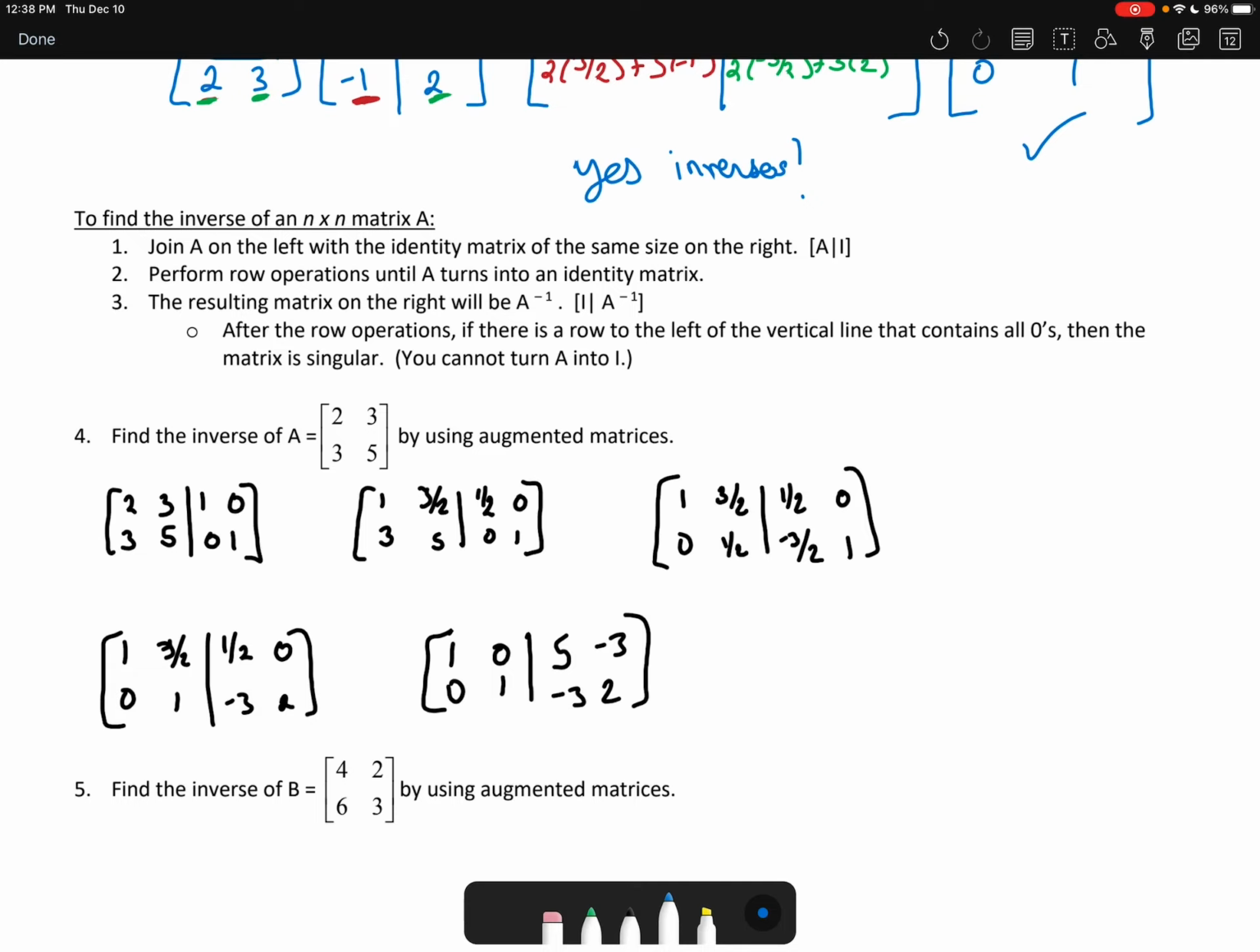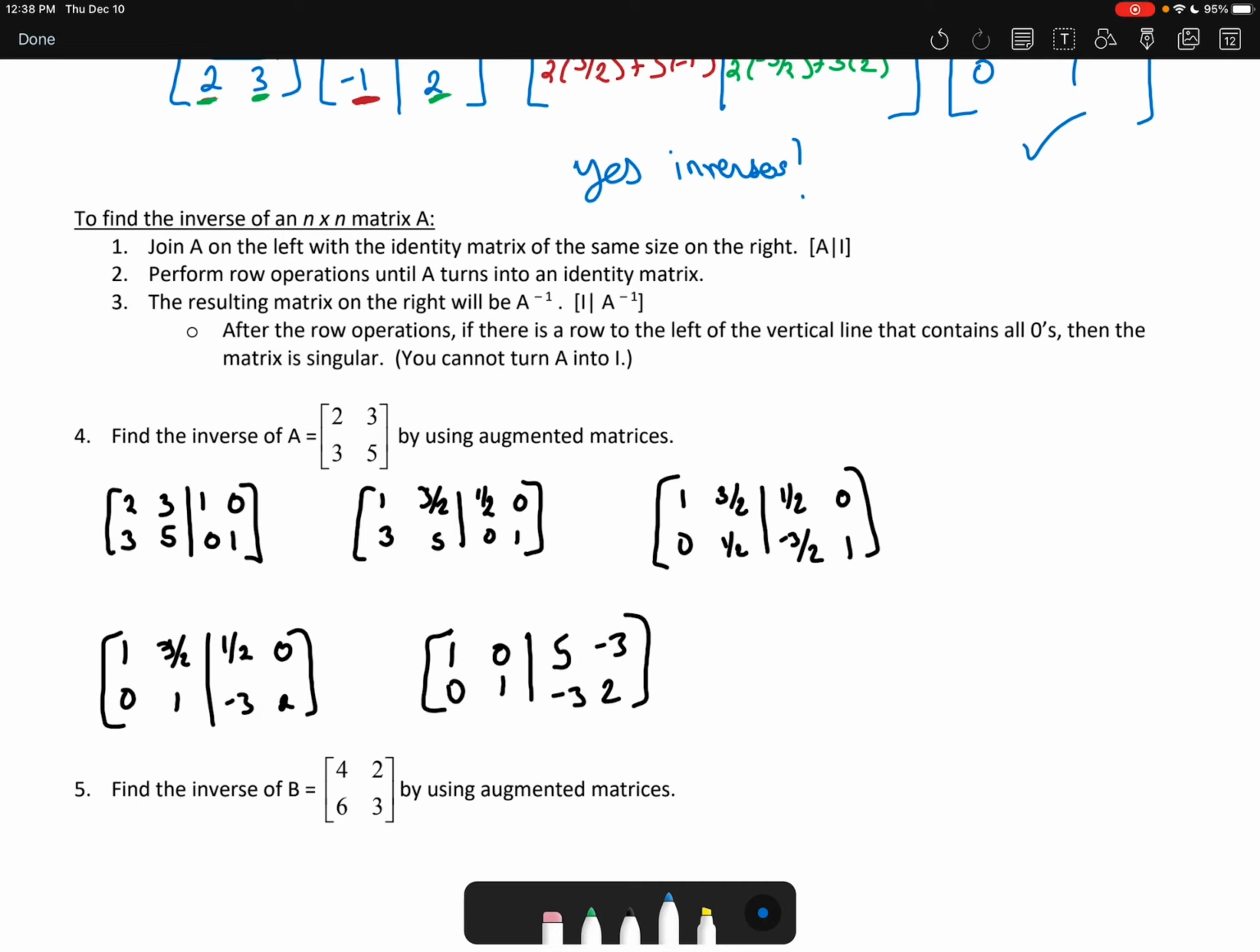Okay, so to find an inverse of an n by n matrix A, what you want to do is join A on the left with the identity matrix of the same size on the right. Perform row operations until A turns into an identity matrix. The resulting matrix on the right will be A inverse.